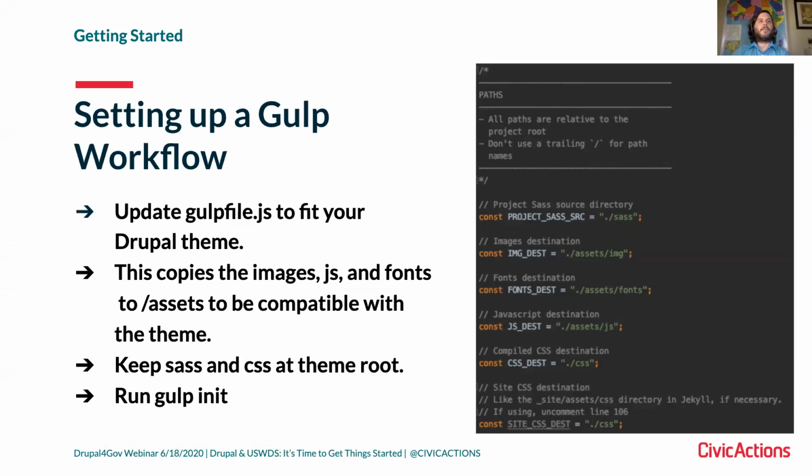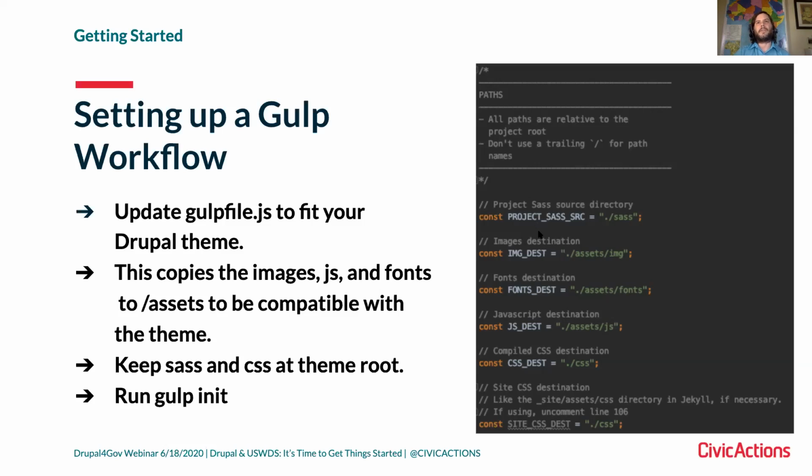And what this file does is it copies over the images, the JavaScript, and the fonts to an assets directory. And that assets is important because the theme is looking for the stuff to be in assets at the root of our theme, and that's just how the theme's set up. There's several templates that are pulling little images and things like that from assets, so we're going to keep it with that. And the other note here is we're going to keep our Sass and CSS to the root of the theme, and then we're going to run gulp init to make it all work.